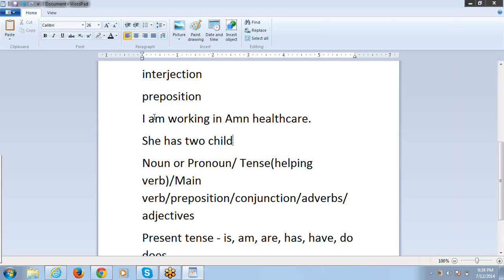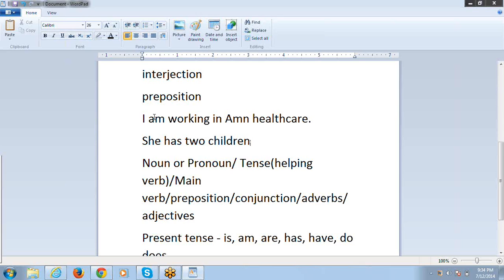So she has two children, that means plural. She is a pronoun. Has will tell you that yes, she has it. She has two children now. So that's a tense.